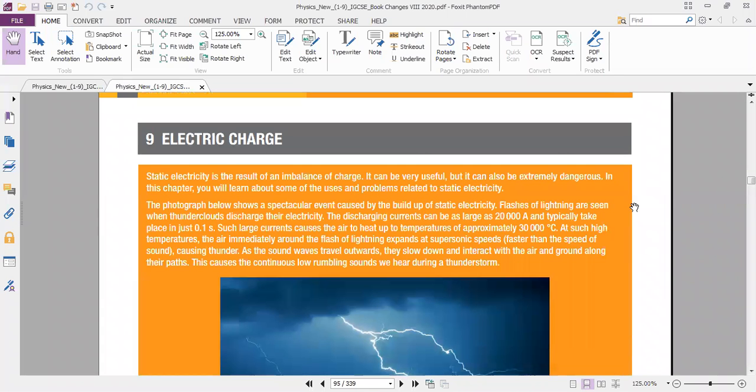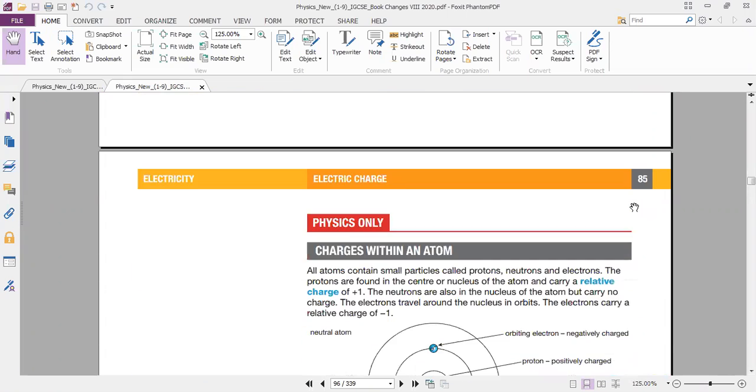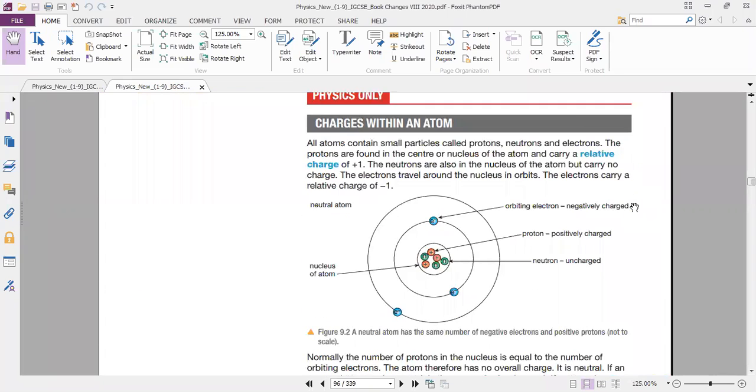Electric charge. This is the structure of an atom, and we will see the charges within an atom. Look at the structure of an atom.